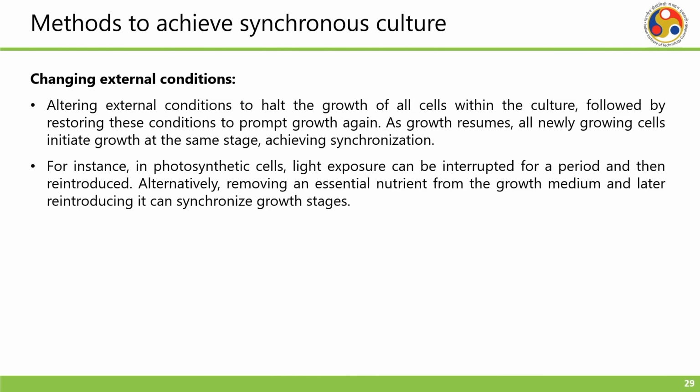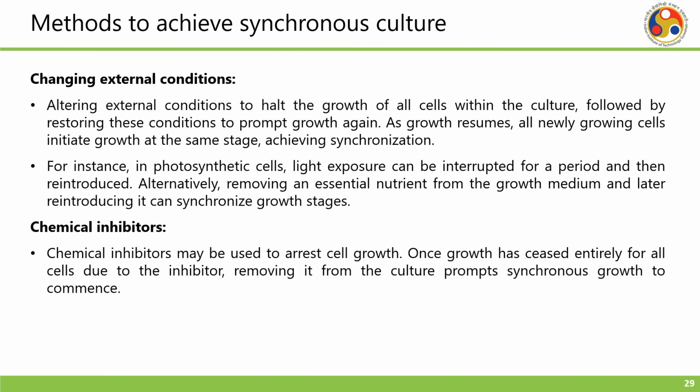What are the various methods to achieve synchronous culture? So, we can do it by altering external conditions to halt the growth of all cells within the culture, followed by restoring these conditions to prompt growth again. As growth resumes, all newly growing cells initiate growth at the same stage, achieving synchronization. For instance, in photosynthetic cells, light exposure can be interrupted for a period and then reintroduced. Alternatively, removing an essential nutrient from the growth medium and later reintroducing it can synchronize the growth stages.